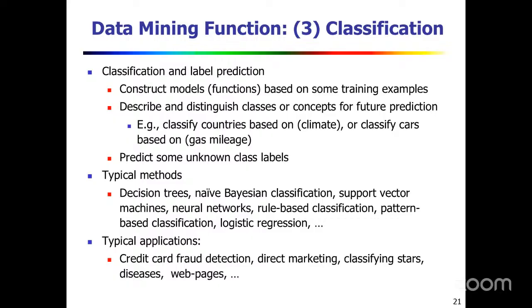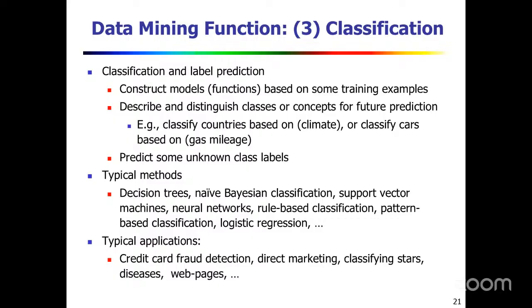Hot weather, cold weather, very low temperature, very high temperature. Or we can classify cars: the cars run with petrol, diesel, electric, or hybrid, which is two in one. That is classification: classifying countries based on climate, and classifying cars based on whether they use petrol, diesel, compressed CNG gas, LPG gas, or electric.